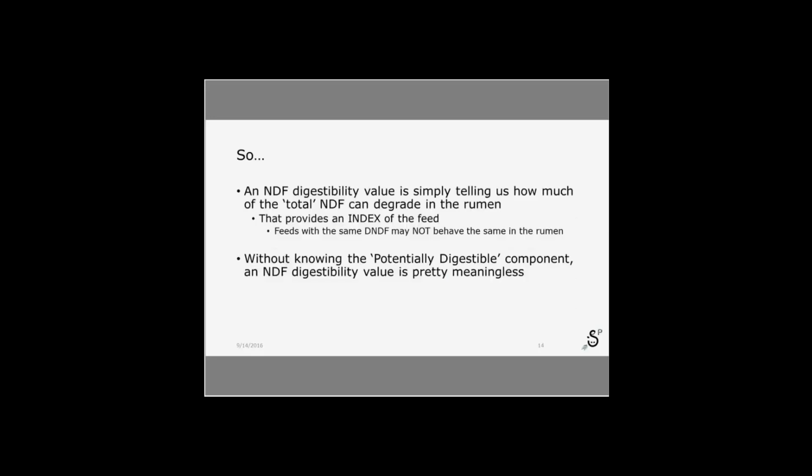Or if we put it this way, the NDF digestibility is simply telling us how much of the total NDF can degrade in the rumen. It really gives us an index. It doesn't really tell us how fast that's going to happen or how much of the NDF is going to escape, or how we need to know the potentially digestible component. And that's something that, when you start looking at these different ingredients, is a great number to start thinking about, not so much the NDF per se, as much as how much of it is unavailable versus potentially digestible.